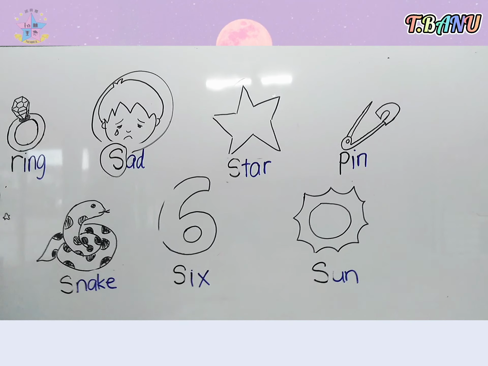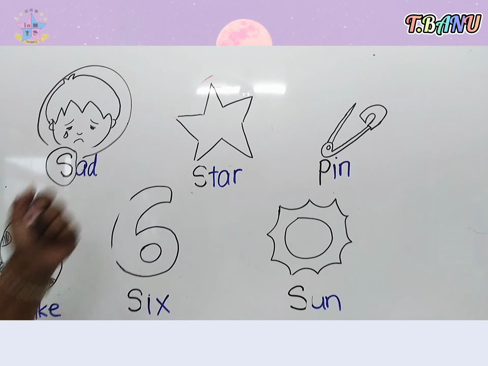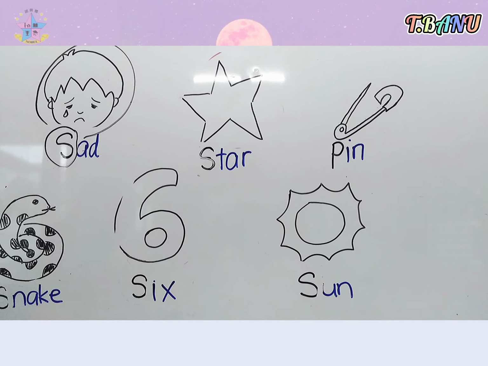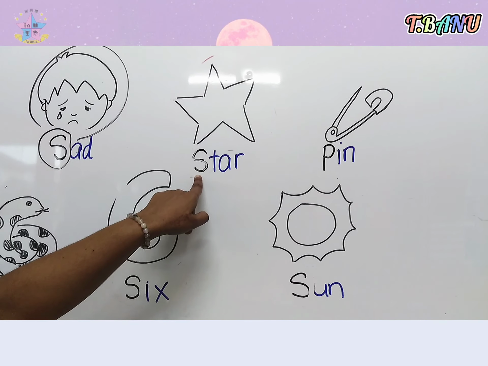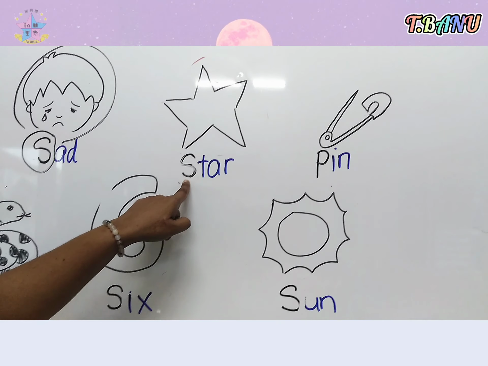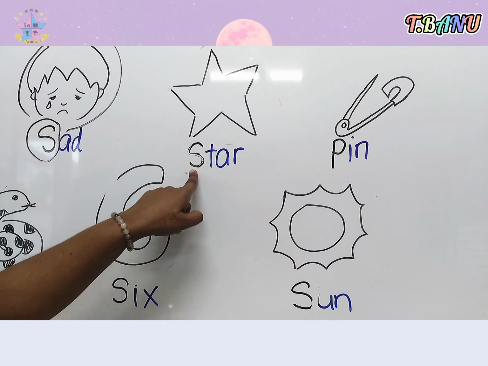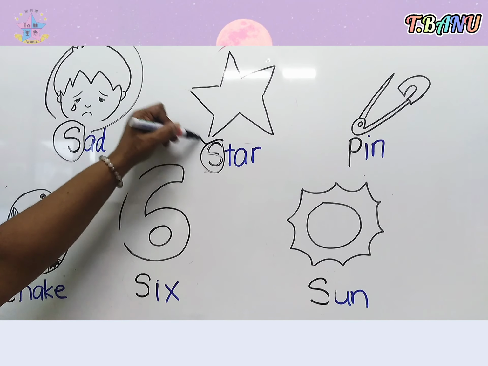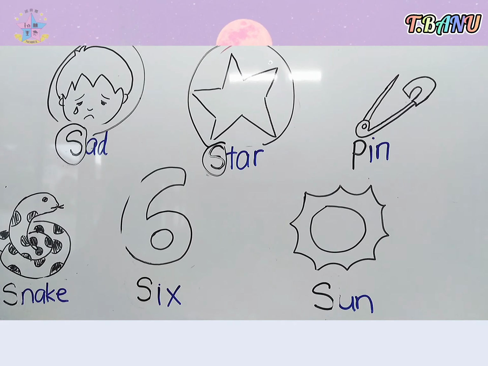Okay, look over here. This is the star. Star starts with the letter S. Okay, children. S, star. S, star. So circle the letter S and then circle the picture too.